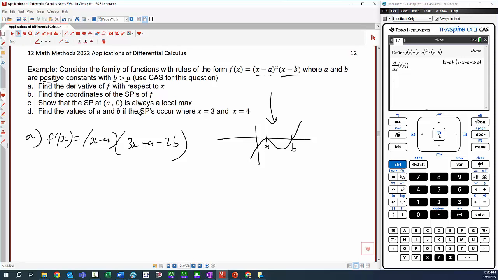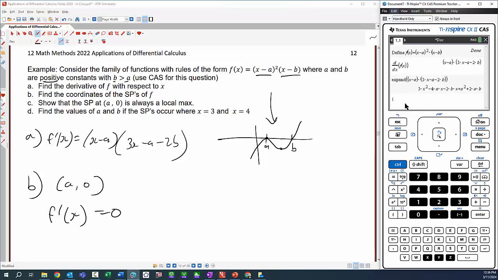So there's our derivative. We could also write that in expanded form if we want. Okay, so find the coordinates of the stationary points of f. This is part B. What we need to do is get the coordinates of this and this. We already know this stationary point is going to happen at (a, 0), so we don't need calculus for that. But let's do f'(x) equals 0 and find out where the other one is.